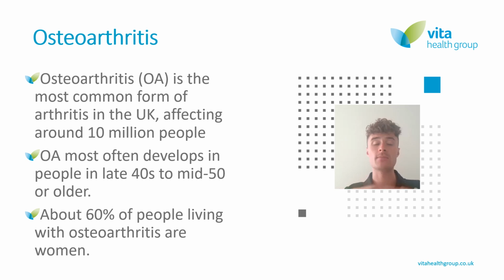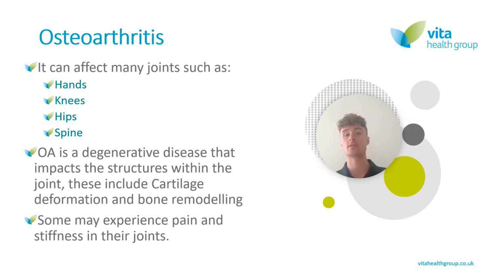About 60% of people living with OA are women. This is because of the changes during the menopause that take place. During menopause, we get a reduction of estrogen. Okay, the estrogen is just a hormone which is produced by the body to help maintain bone and joint health. It can affect joints such as hands, knees, hips, and spine, with the knee being the most affected.